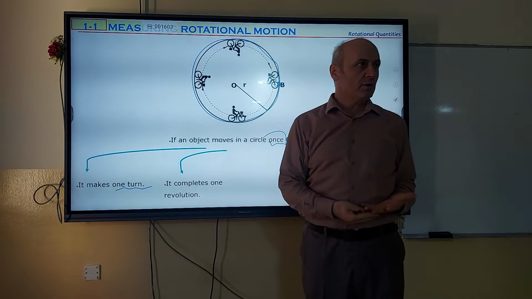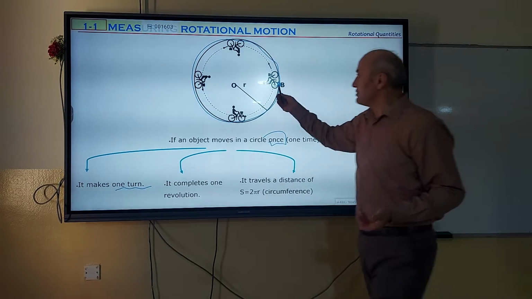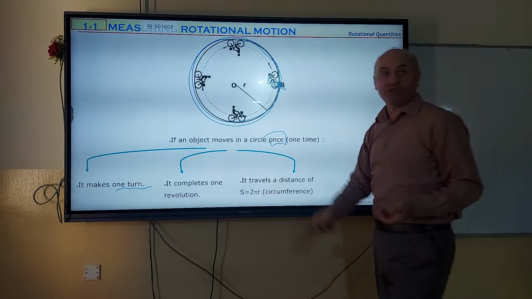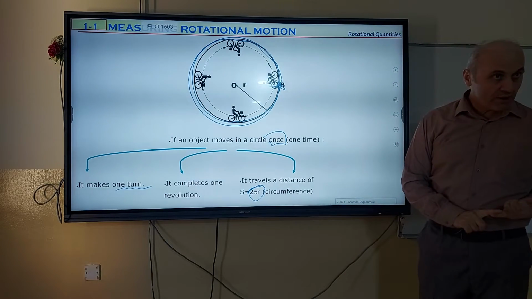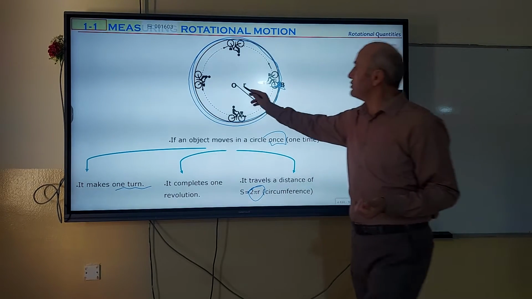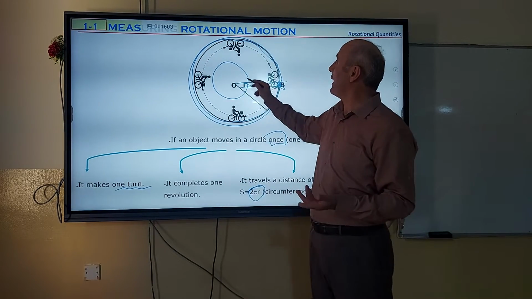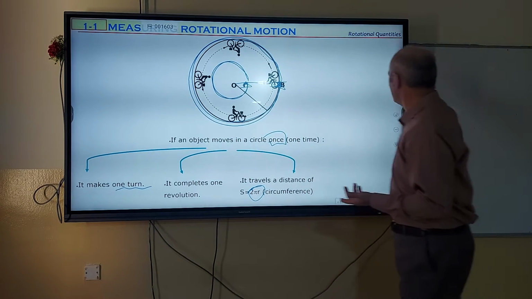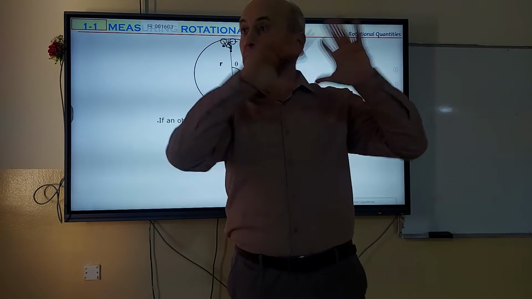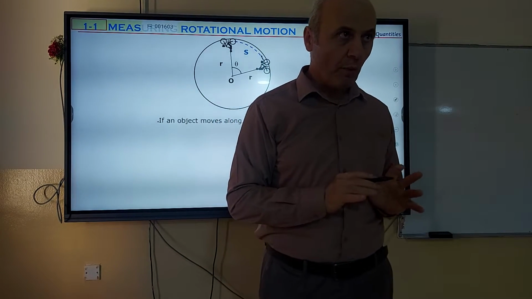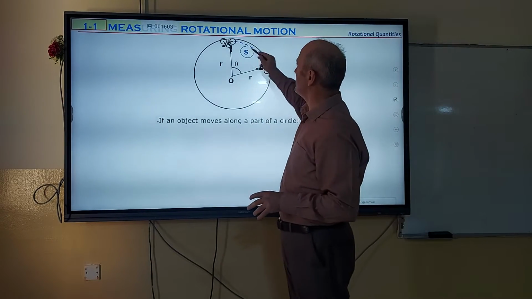In rotational motion, rotations. And as an object is moving in a circular path, it completes one revolution, and this one revolution travels a distance which is equal to the circumference of the circle. And at the same time, this object turns an angle which is equal to 2 pi radians or 360 degrees. But if the object moves not a complete circle, a part of the circle, we can also define a relation between these three quantities.